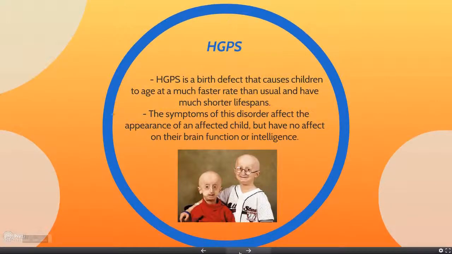HGPS is a birth defect that causes children to age at an extremely fast rate and the children to have shorter lifespans. The disorder will affect the appearance of the child to look older than they really are, but the disorder does not affect their intelligence.